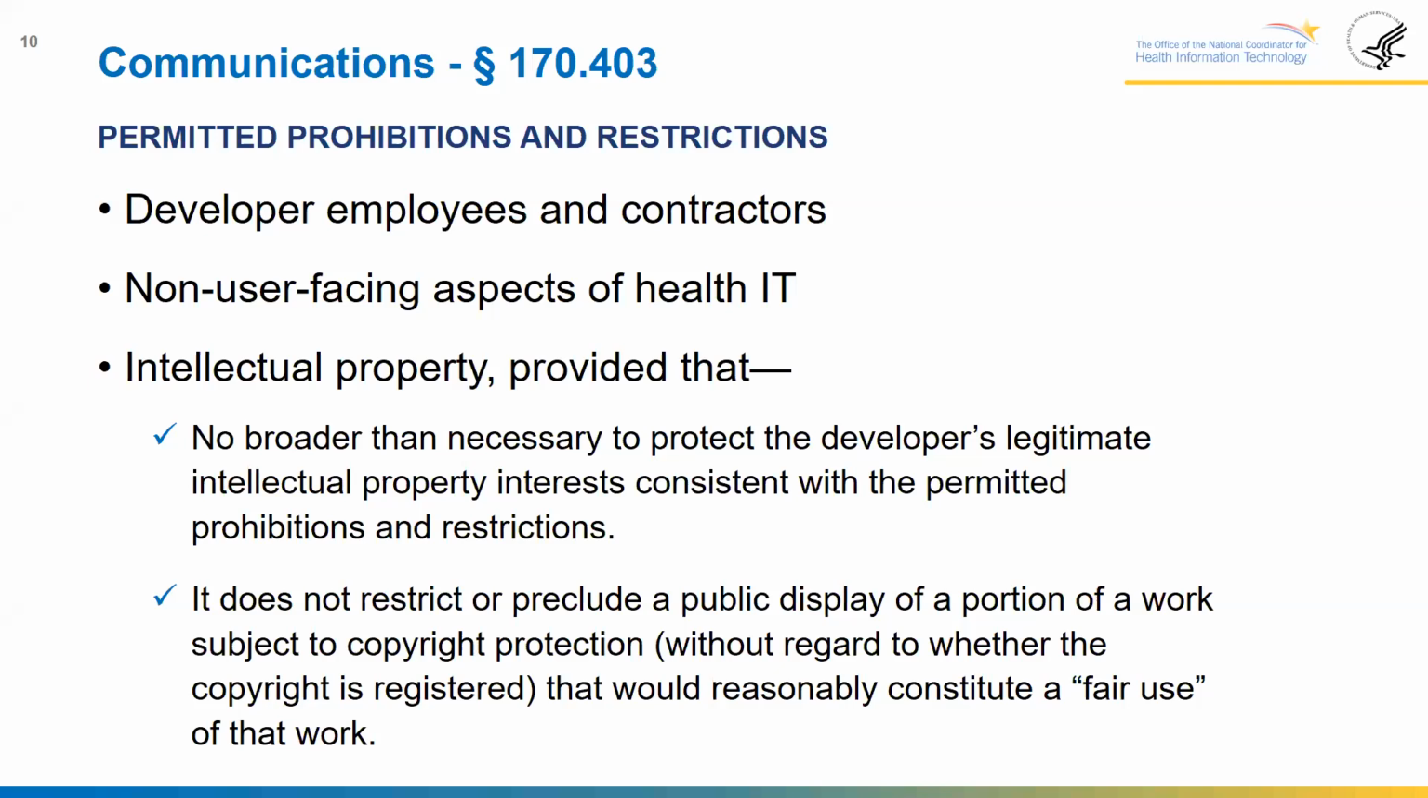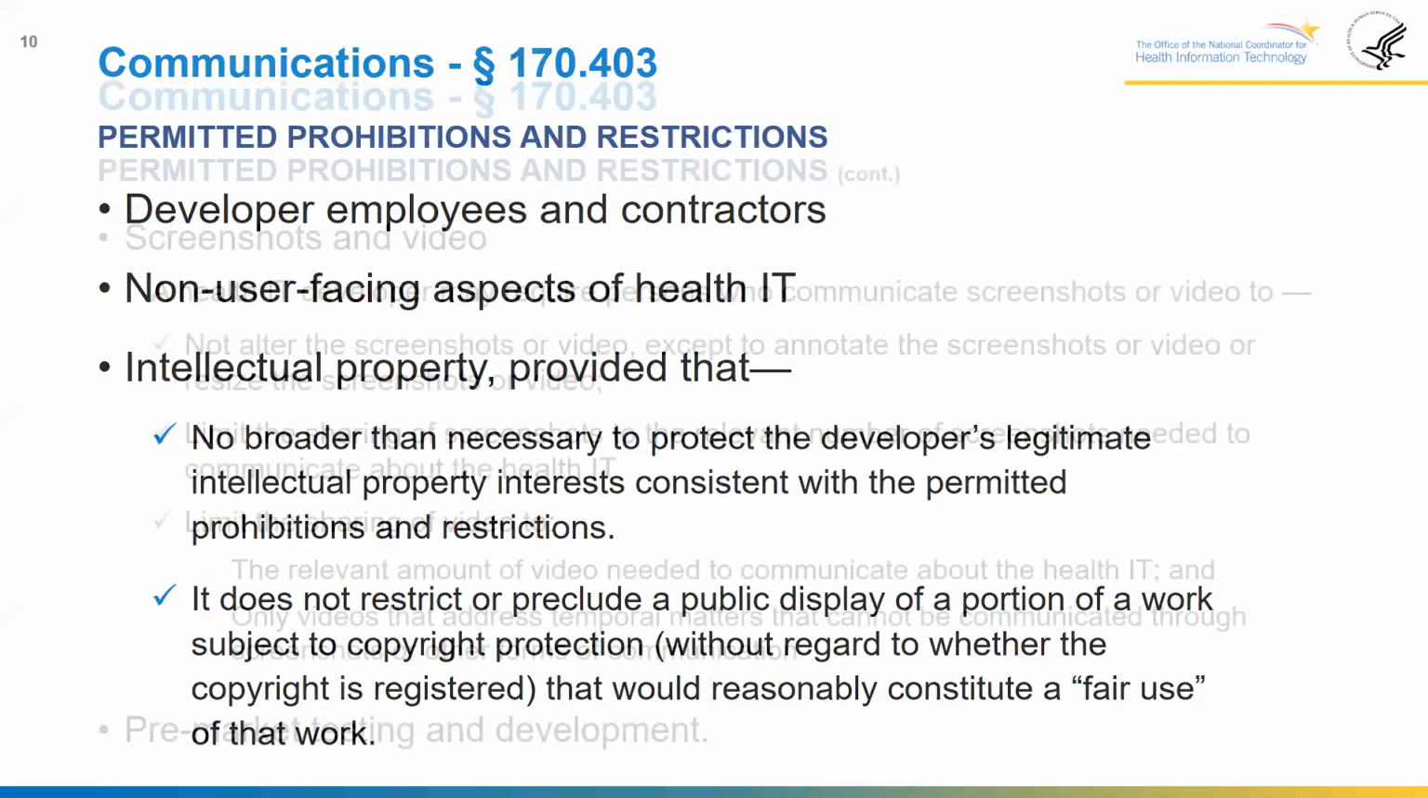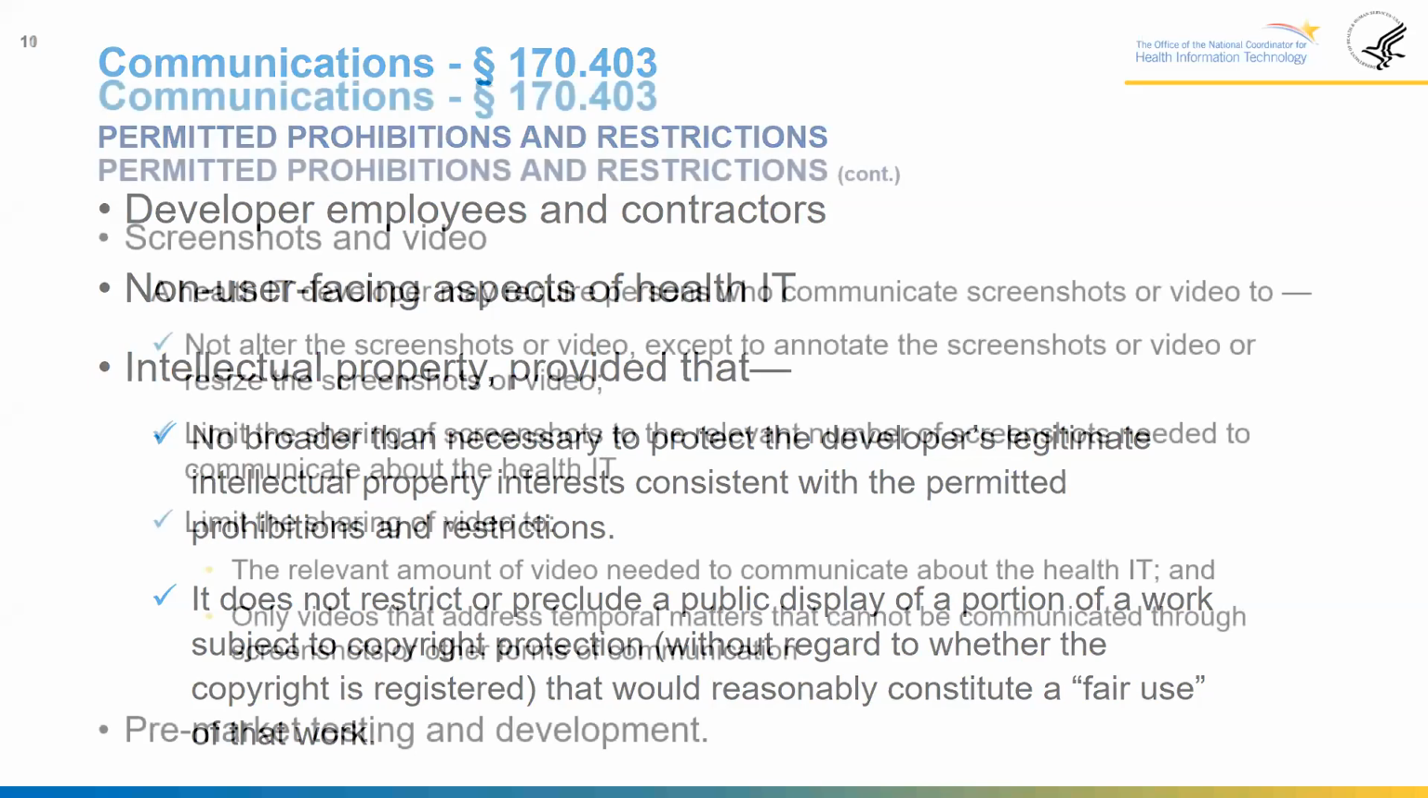The way you should look at the fair use provision is that while developers have this ability to restrict, as seen on the screen, they can't do it when it comes to something that would reasonably constitute a fair use. So that is essentially a carve out to their ability to protect their intellectual property interests. So let's move to the next slide, and talk about the two other categories under permitted prohibitions and restrictions.